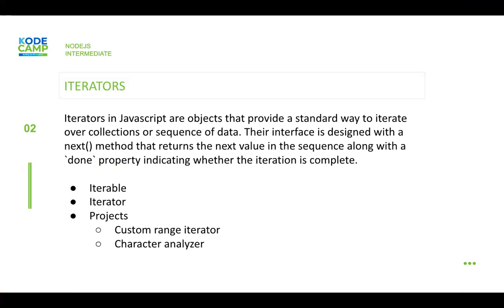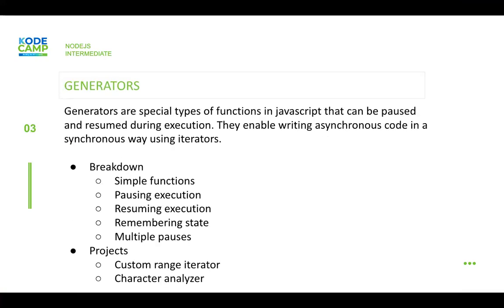Sure. So let's move over to generators. This is not actually a generator that generates lights. No. Generators are special types of functions in JavaScript that can be paused and resumed during execution. They enable writing asynchronous code in a synchronous way using iterators. Can you see the end? What is it saying? It uses iterators. Wow.